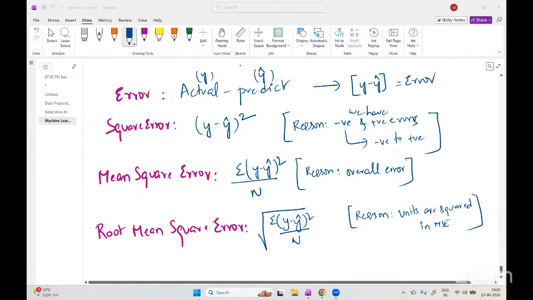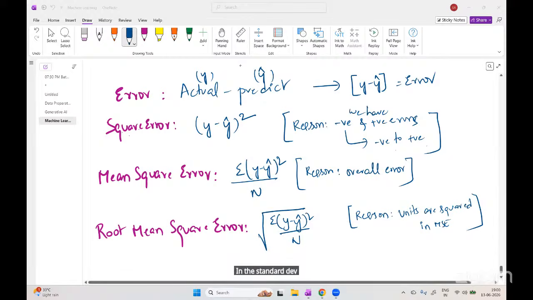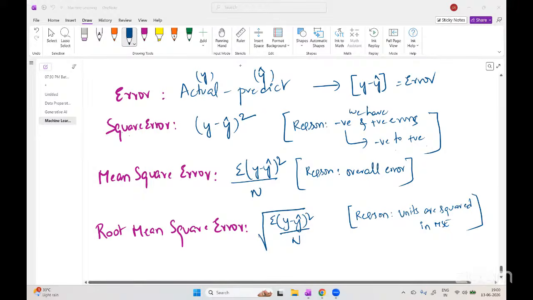Yes, Joshi, same as standard deviation. In the last class, for my regular students who are attending every day, I discussed the standard deviation with you. In the standard deviation, when we compare the value with the mean value, it is called standard deviation. If it is compared with another actual value, it is called error. Right?